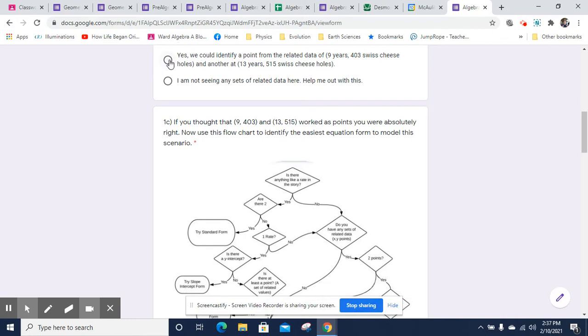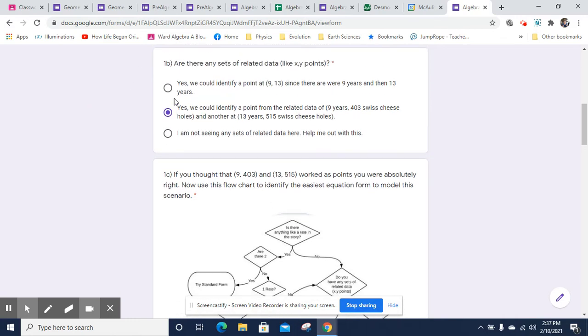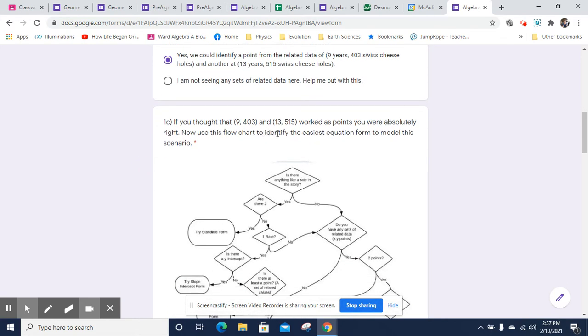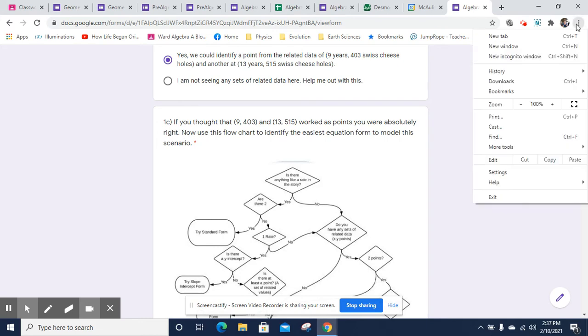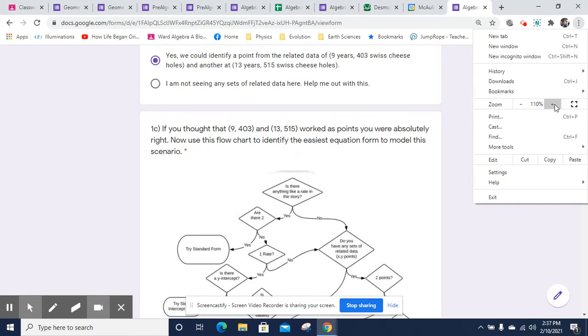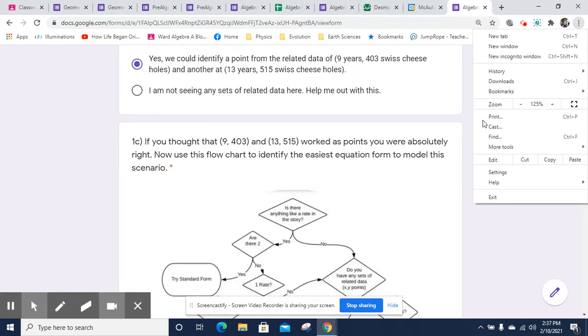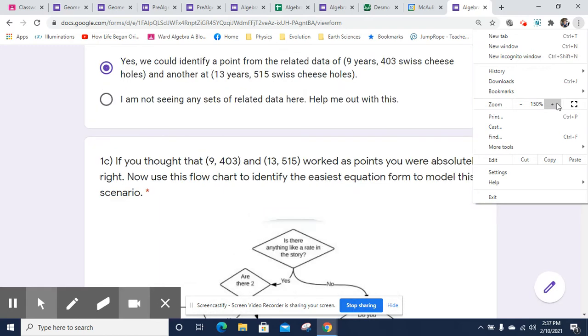So the answer is yes, we can identify a point from the related set of data here, and we can find another one. Okay, so if you thought (9, 403) and (13, 515) worked as points, you were absolutely correct. Now I'm going to zoom in a little bit here so we can see this chart more clearly.